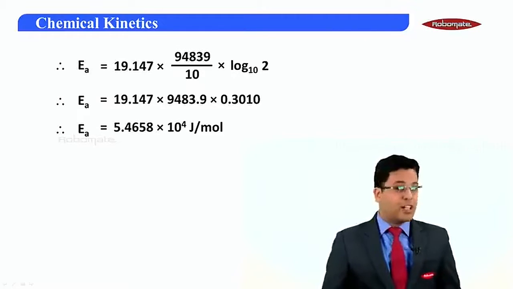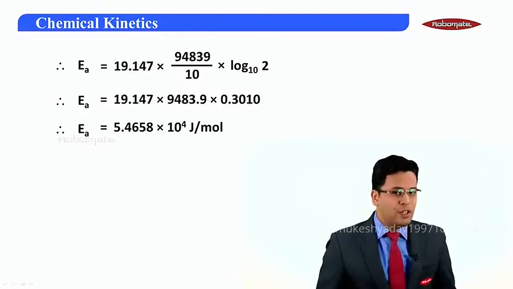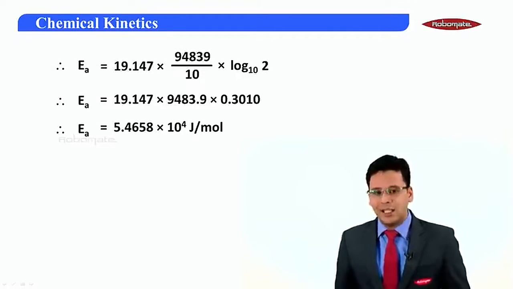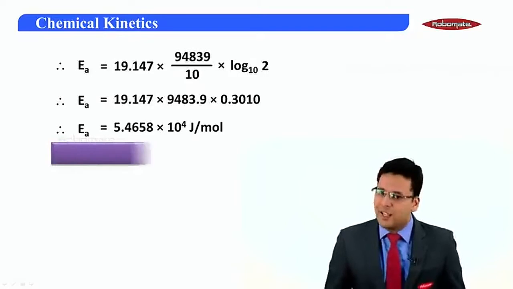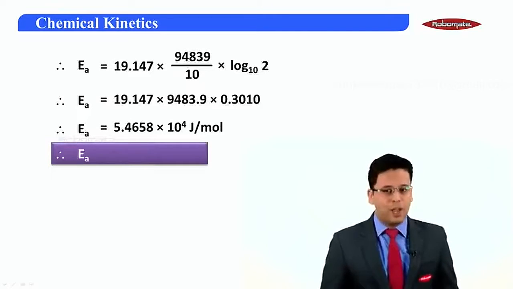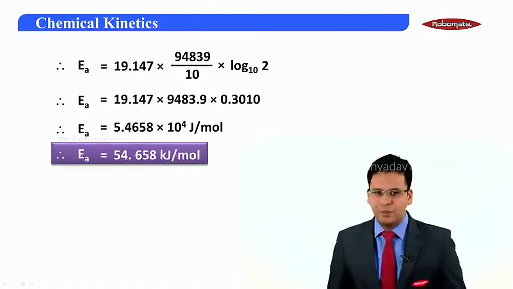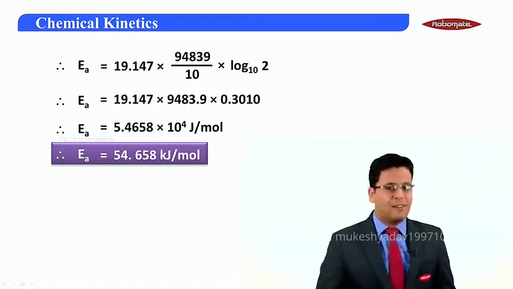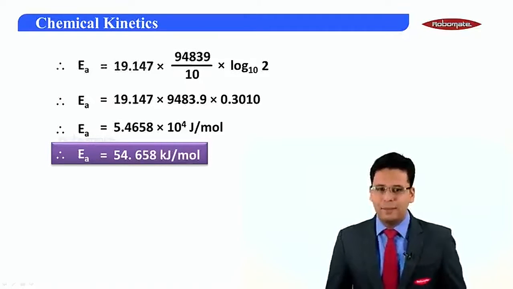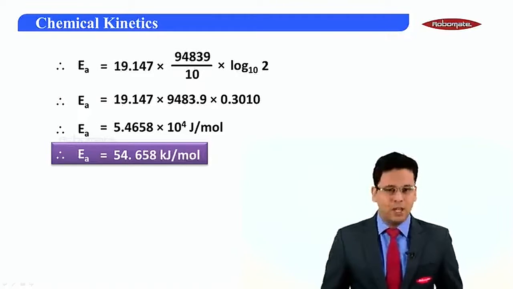Once again, if you want to write it in terms of kilojoules per mole, you will have to multiply it by 10 raised to minus 3. So when we do that, the value of activation energy will become EA is equal to 54.658 kilojoules per mole. I'm sure you remember the unit by now.